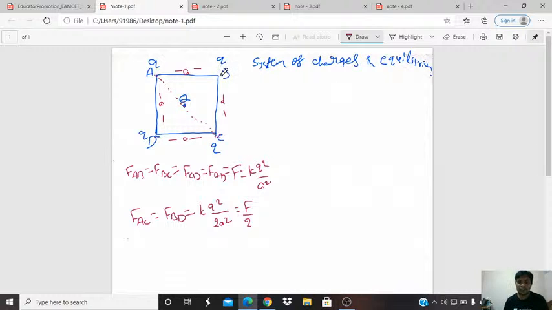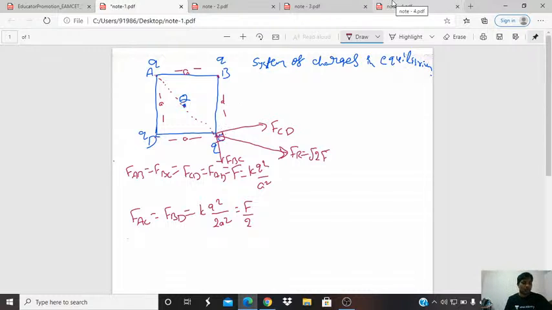So first of all, due to this charge, the force in this direction is FBC, and due to this one, in this direction, FCD. These two are perpendicular, right? So the resultant is FR. Both are of equal magnitude F and perpendicular to each other, so it will be root 2 into F, as we know from the parallelogram law of vectors: root of P square plus Q square when they are perpendicular to each other.